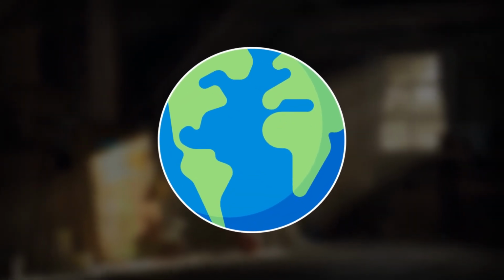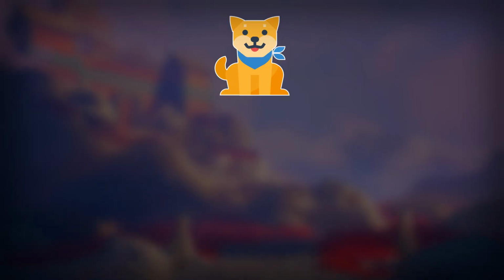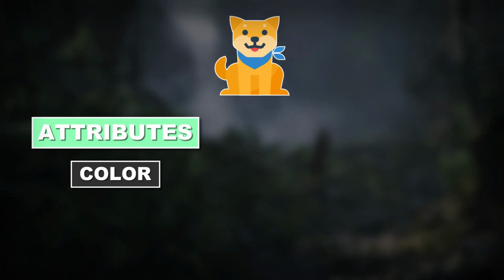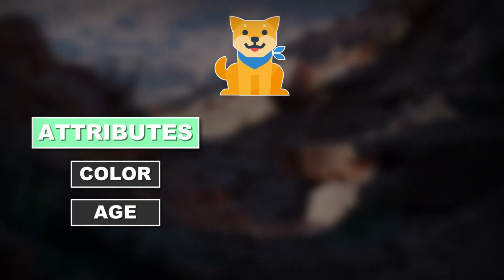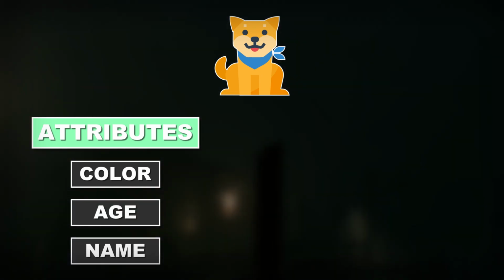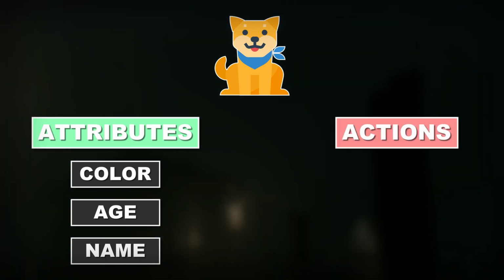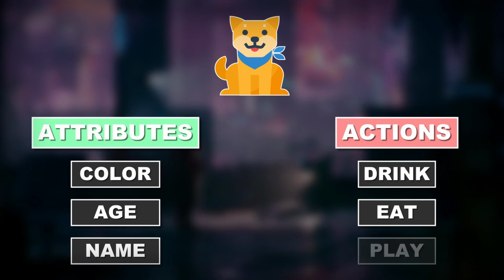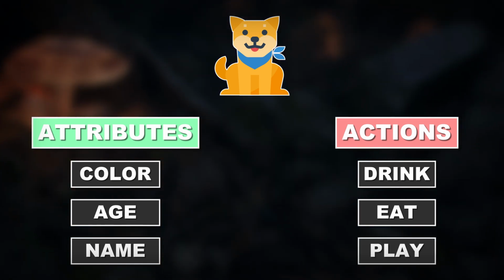And to be specific, the animal kingdom. When we look at a dog, we can say that they have certain attributes, features. What is the color of the fur? What is their age? What is their name? Also, we can say something about actions that those dogs can perform. They can drink, they can eat, they can play, and so on.